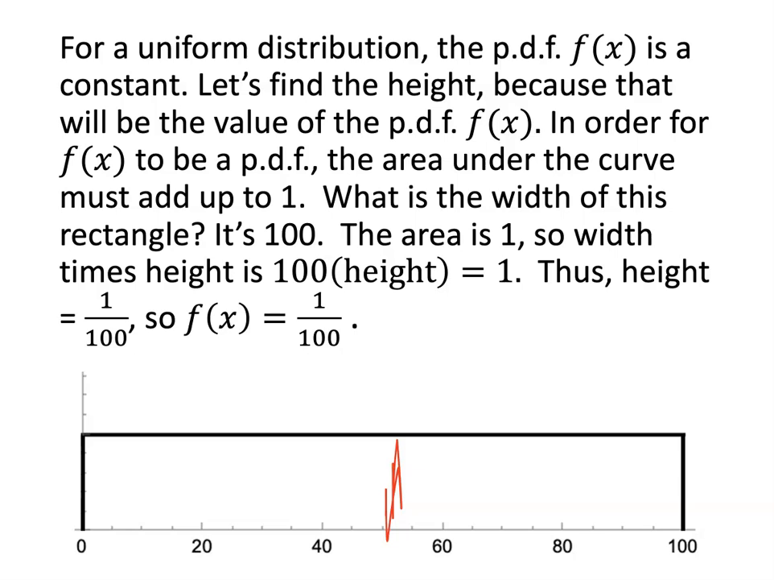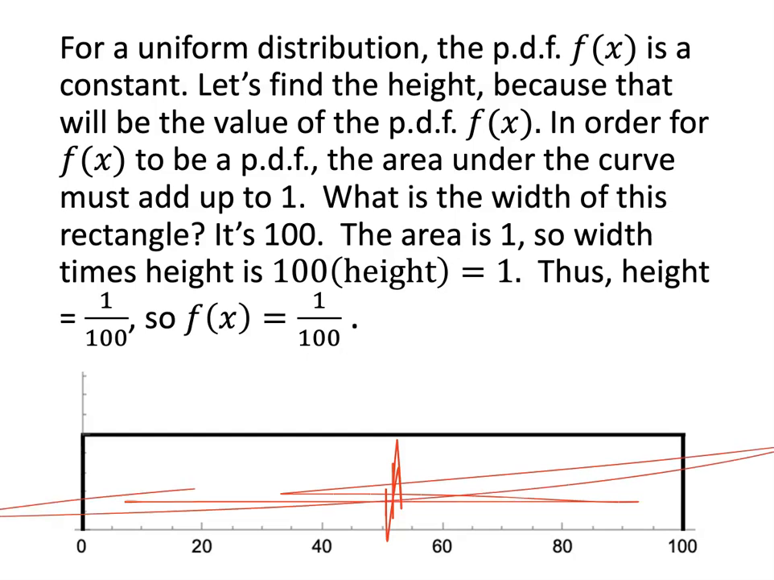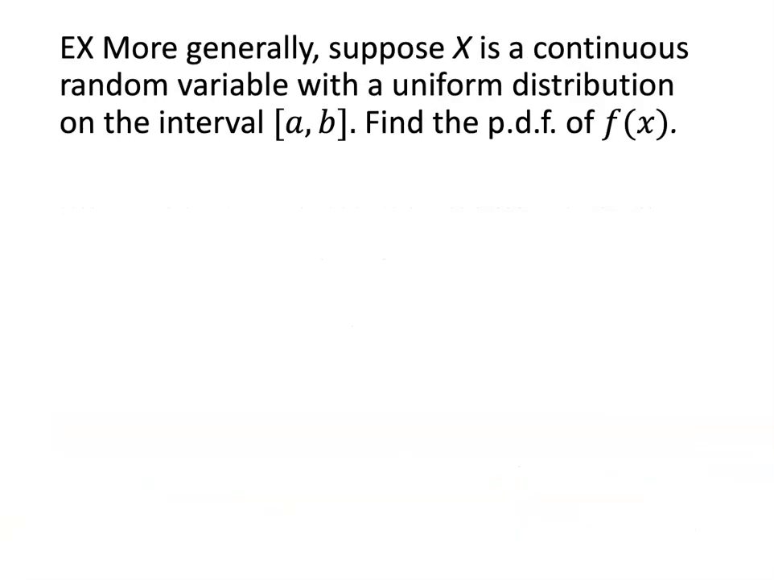It's going to be f of x equals some constant. In order for f of x to be a PDF, the area under the curve must add up to 1. What's the width of the rectangle? It's 100. All this area is 1. So the width times the height is going to be 100 times the height equals 1. So the height is just going to be 1 divided by 100. In other words, f of x equals 1 over 100. I didn't have the little marks on here, but this is basically 1 over 100. And that's the height of the rectangle. And that's going to be our f of x. F of x is just 1 over 100.